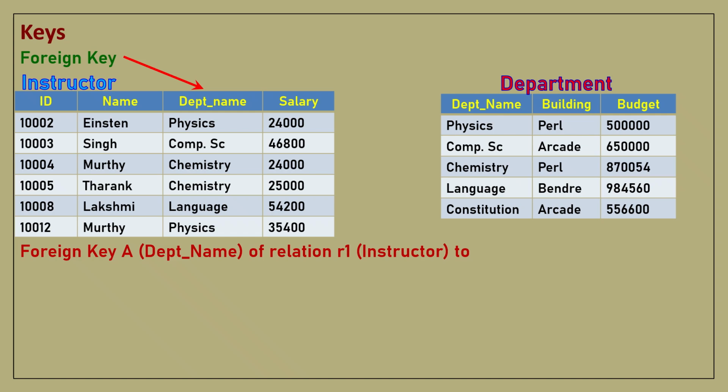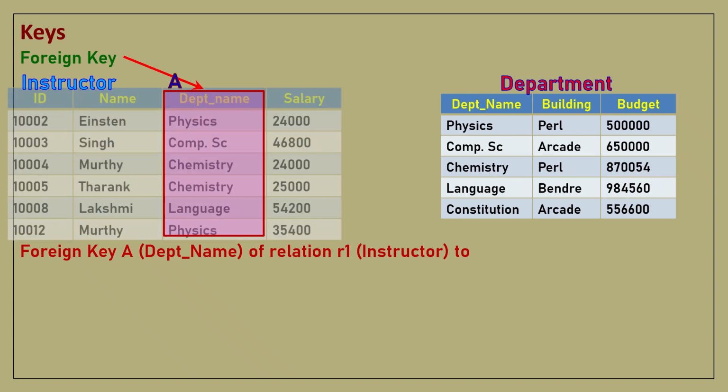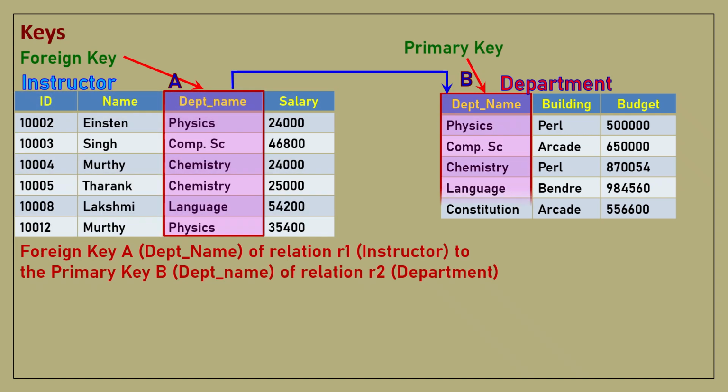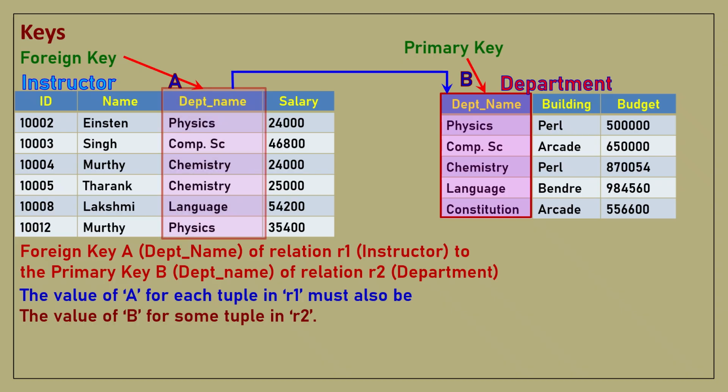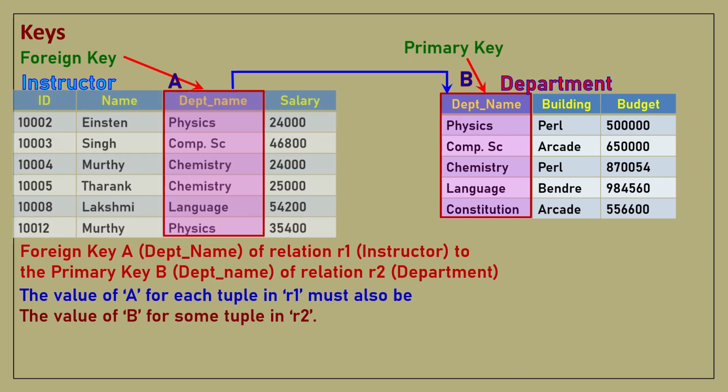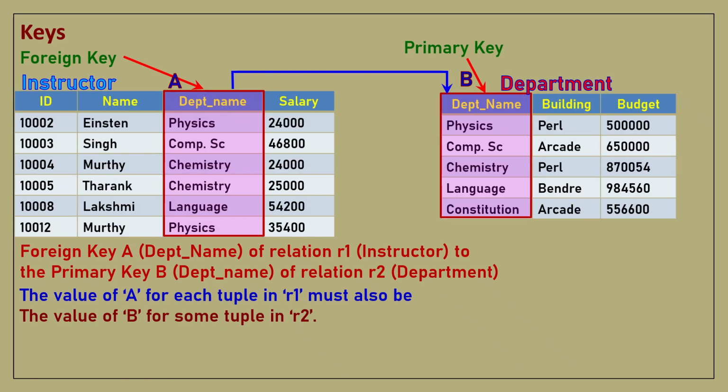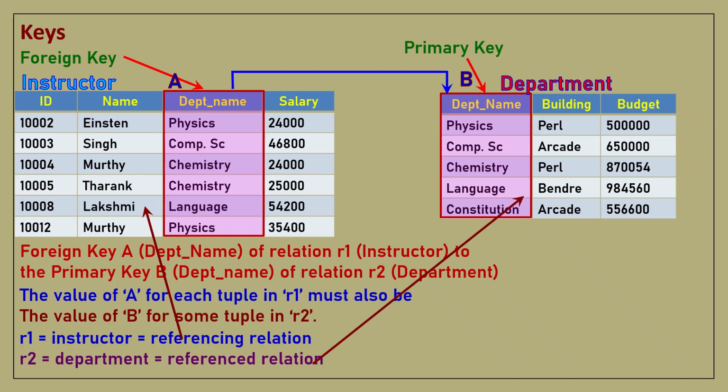A foreign key constraint from attribute A of relation R1 to the primary key B of relation R2 states that on any database instance, the value of A for each tuple in R1 must also be the value of B for some tuple in R2. Attribute set A is called a foreign key from R1, referencing R2. The relation R1 is also called the referencing relation of the foreign key constraint, and R2 is called the referenced relation.